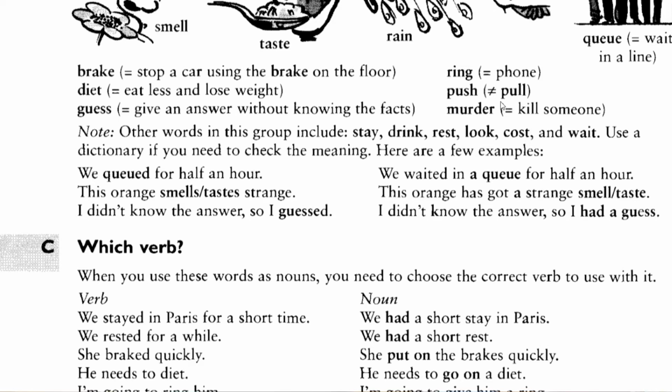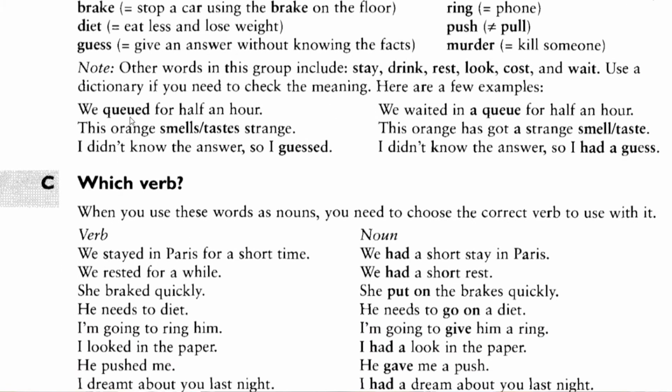We have ring, which means to phone. Push, pull: this is the opposite. Murder means to kill somebody. Note other words in this group include stay, drink, rest, look, coast, and wait. Use a dictionary if you need to check the meaning. Here are a few more examples.